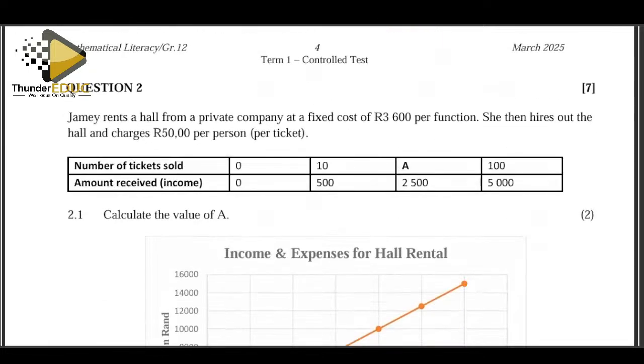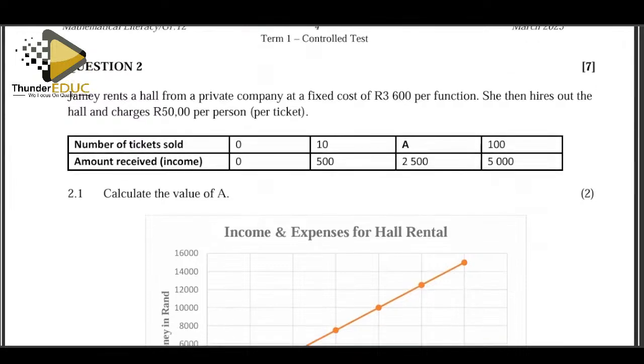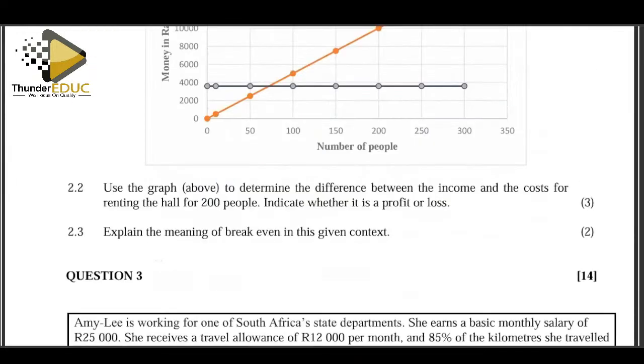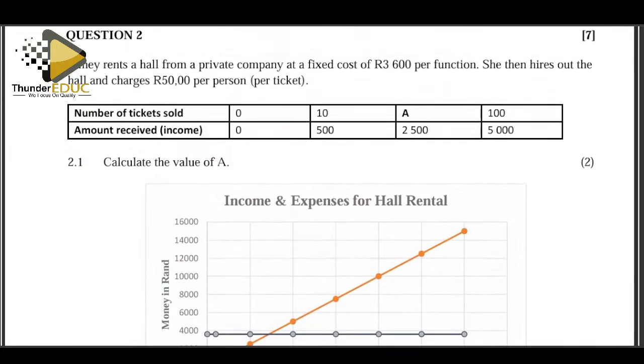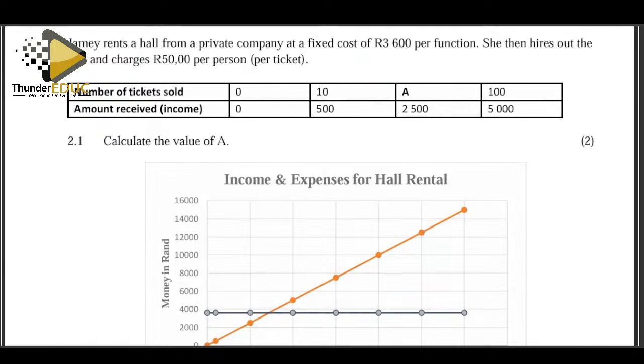This brings us to question number 2. Question number 2 talks of income and expenditure. Jamie rents a hall from a private company at a fixed cost of 30,600 per function. She then hires out the hall at charges of 50 Rand per ticket, per person. Then they're asking us, calculate the value of A.